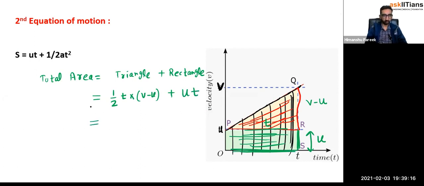Now here, this total area will give you the displacement from 0 to t, right? That's what we have learned. The area under the velocity time graph gives you displacement, and the slope of the velocity time graph gives you acceleration. Always remember this. You can make it as a short note. Now what I can do here, from the first equation of motion, I can write this v as u plus at.